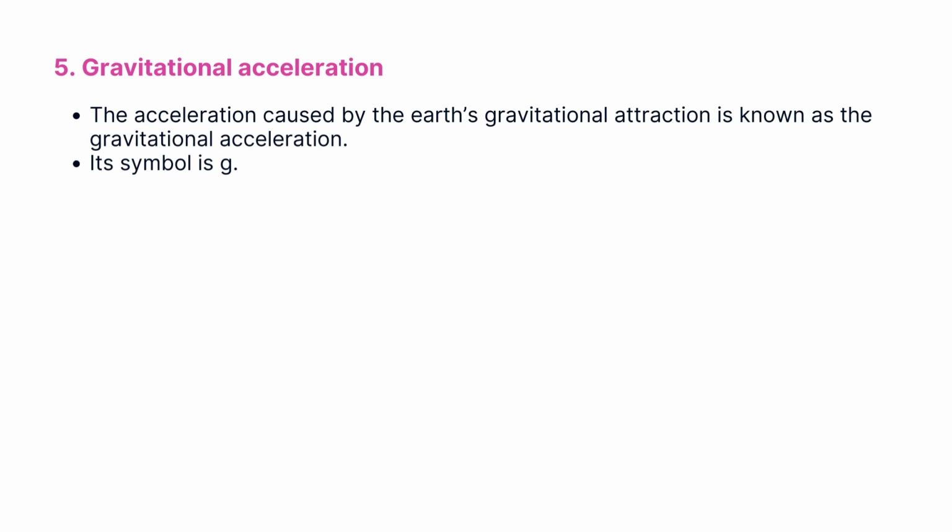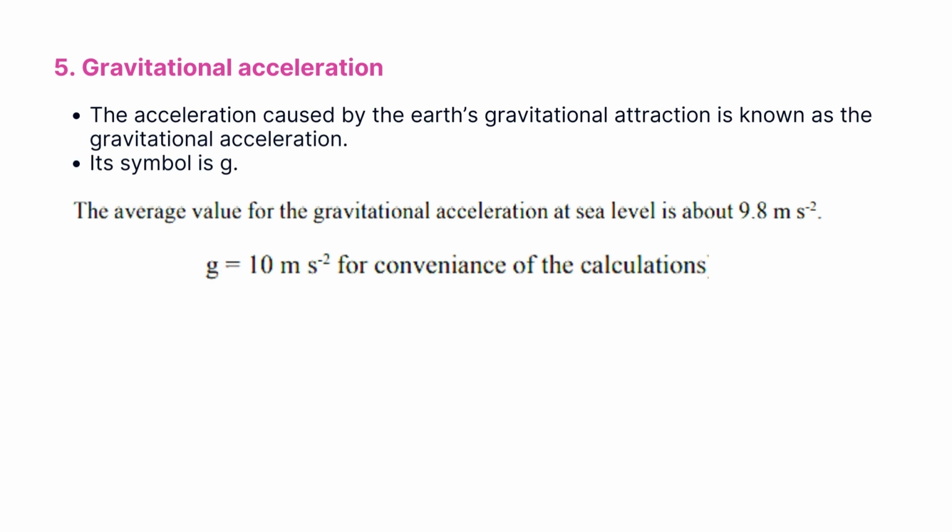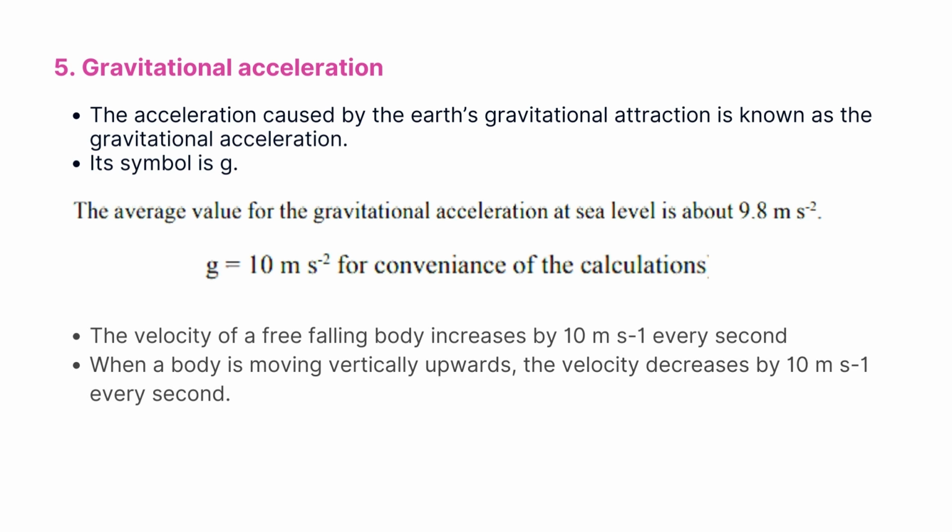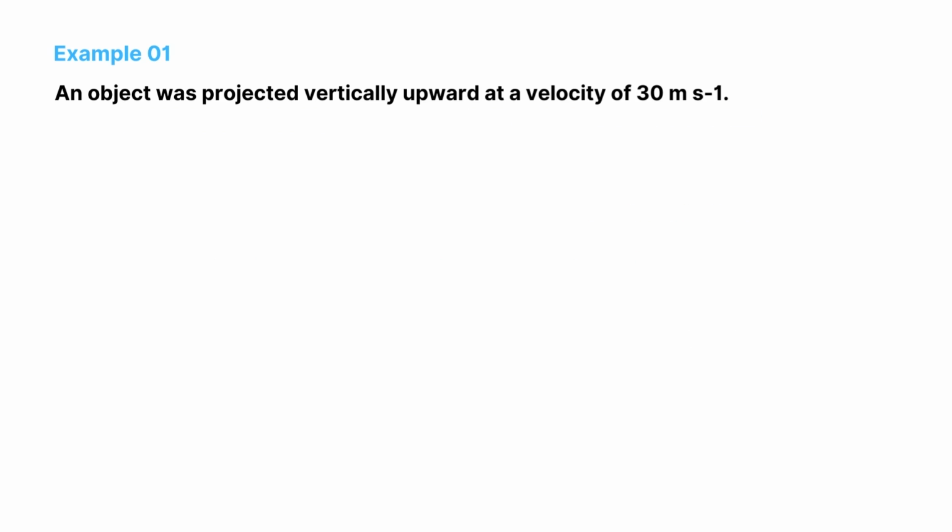Its symbol is g. The average value for the gravitational acceleration at sea level is about 9.8 ms^-2, but we consider it as 10 ms^-2 for your convenience in calculations. This means that the velocity of a free-falling body increases by 10 ms^-1 every second. When a body is moving vertically upwards, the velocity decreases by 10 ms^-1 every second. Let's look at an example, and do some calculations for your further understanding.